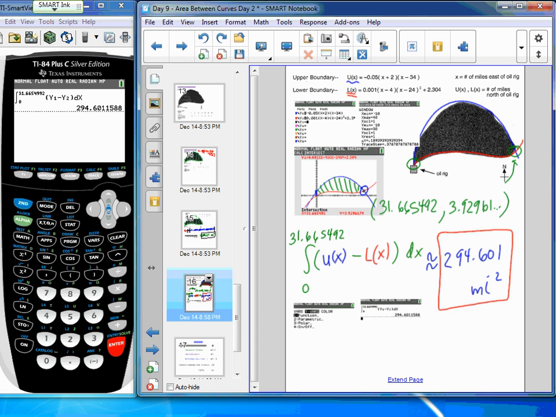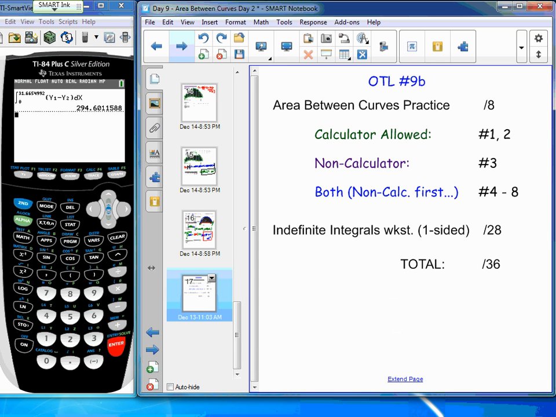Then, ladies and gentlemen, this is where we are. So we've got OTL 9B, which was added as extra practice, so that we can make sure we've solidified these important skills before moving on towards the application of volume. So area between curves practice, that's out of 8. Please listen carefully. I would like for you to use your calculator, like a lot of you do, to find the points of intersection for numbers 1 and 2. Every other question you should do non-calculator first.